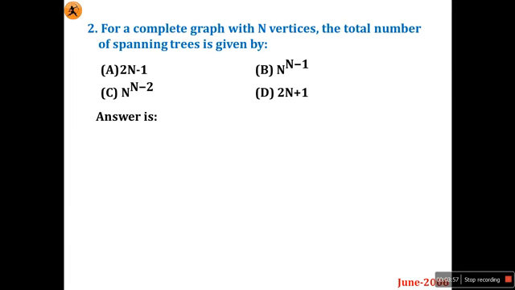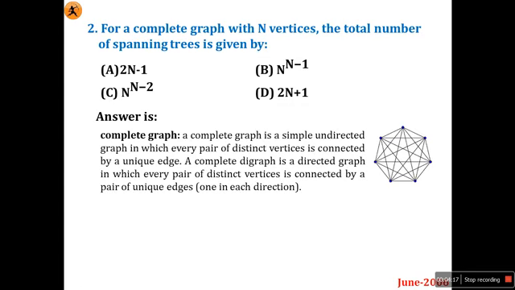For a complete graph with n vertices, the total number of spanning trees is given by. It's a standard, straightforward question. If you know the answer, you can answer directly, but before answering this one, I will explain what is a complete graph and what is a spanning tree, then we will go for the answer. What is a complete graph? Complete graph means all the vertices have edges with all other vertices, every vertex is connected individually with all other vertices.